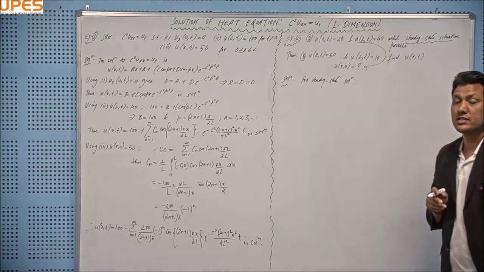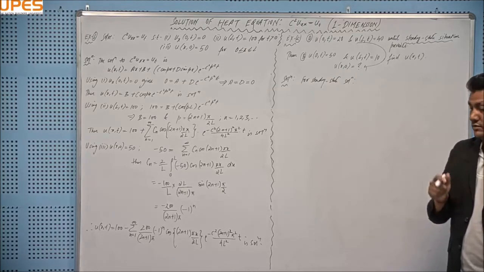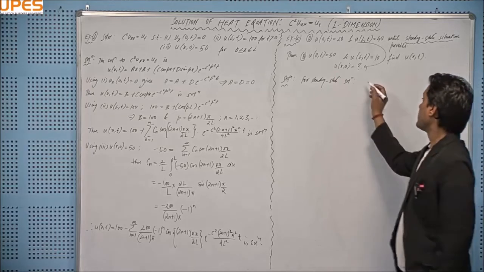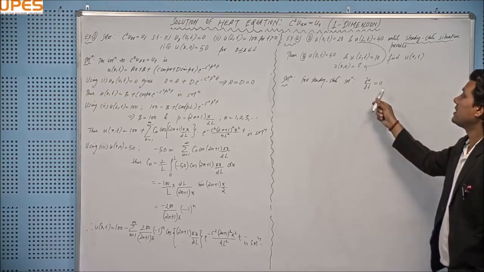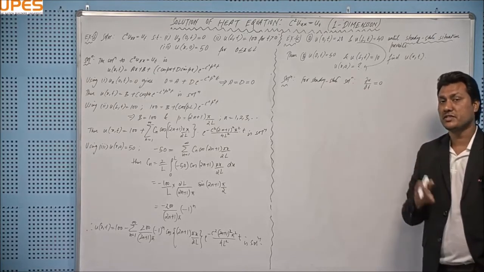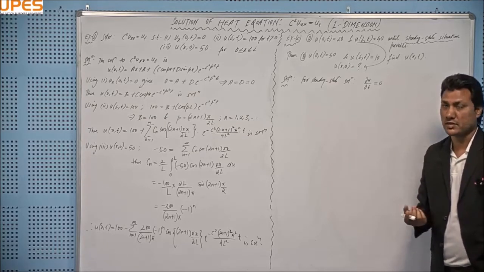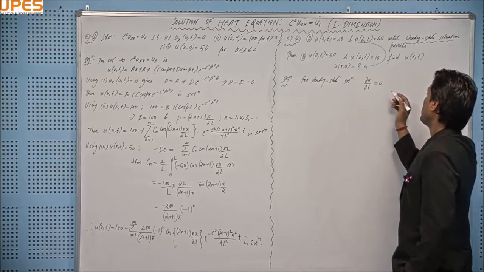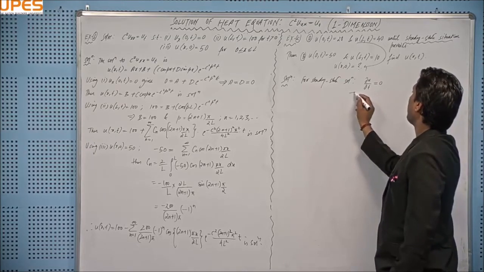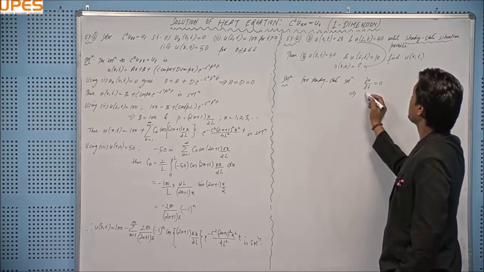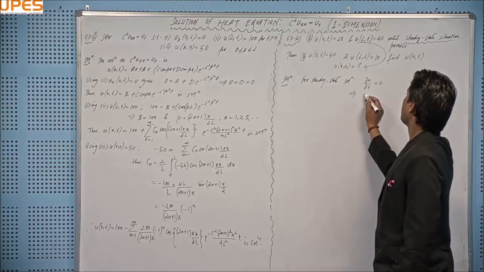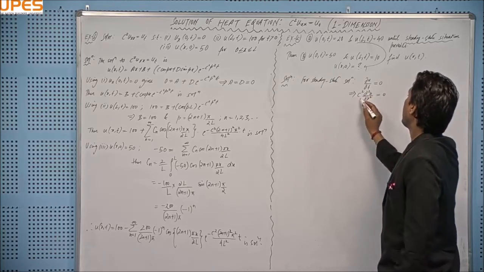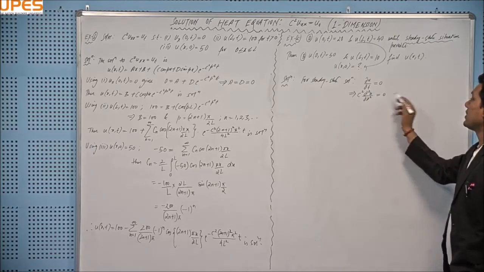means that the temperature doesn't vary with time, that is ∂u/∂t equal to 0. Mathematically, this represents the steady state solution, meaning the temperature is not changing with time. And if we put ∂u/∂t equal to 0, then since ∂u/∂t is equal to c² u_xx, we get ∂²u/∂x² equal to 0, obviously.